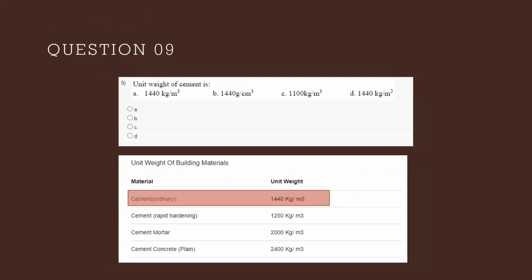Question 9, unit weight of cement, is a very simple question. There are different types of cement. Since it is not mentioned here which type of cement, I will go for ordinary Portland cement. It is 1440 kg per meter cube. Option A will be correct.